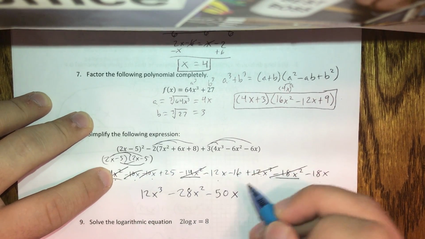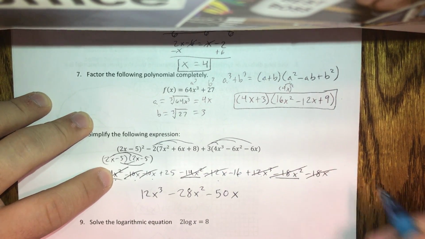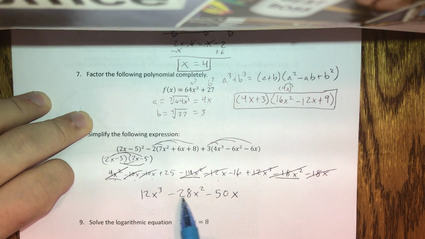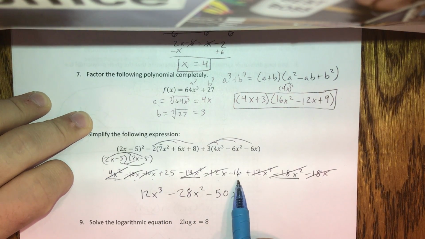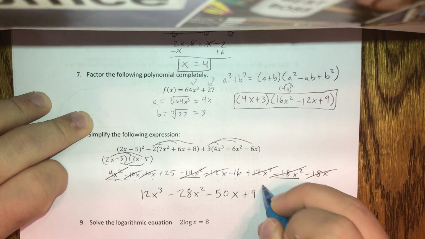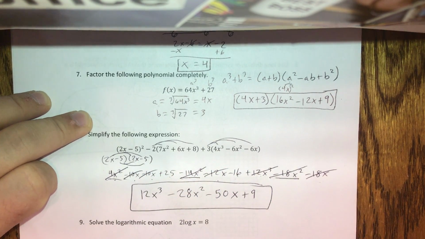And so done with all of our x's. And last one, just the numbers. We got 25 and minus 16, so plus 9. And that's the answer.